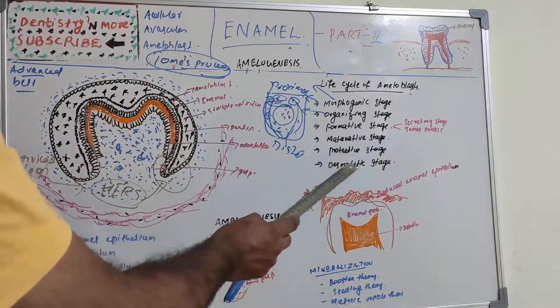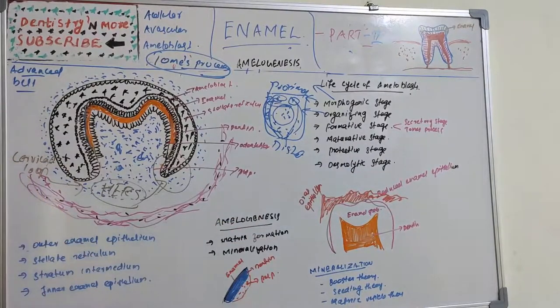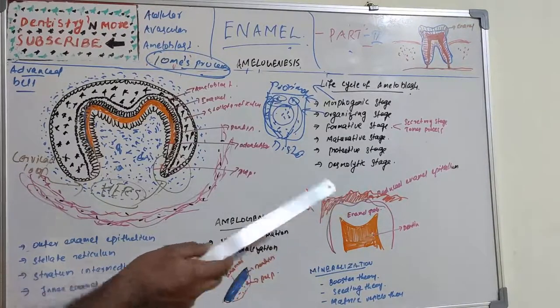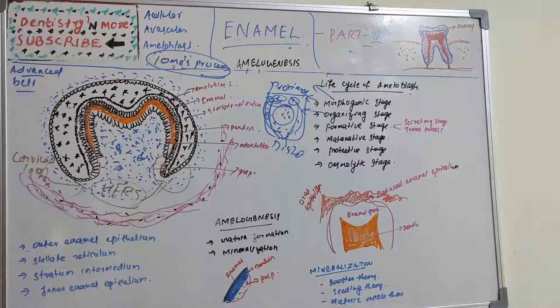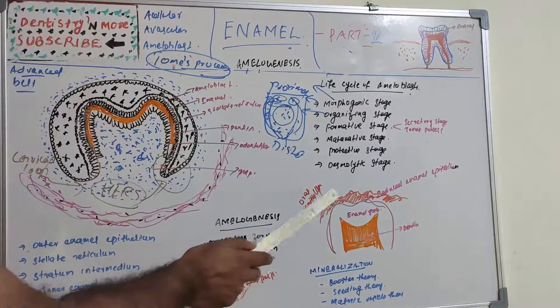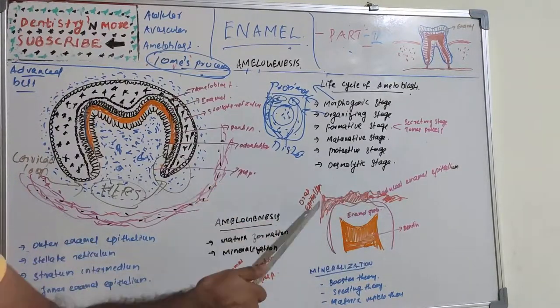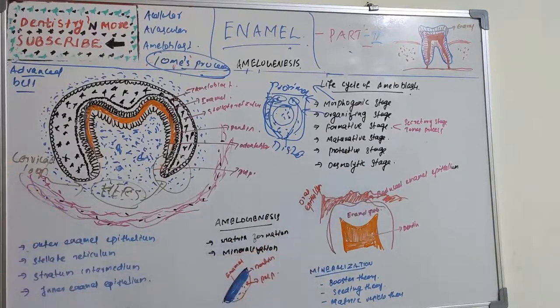And the next stage is the desmolytic stage. The reduced enamel epithelium proliferates and induces atrophy of the connective tissue, separating it from the oral epithelium so that the fusion of the two epithelia can occur. So this is a completely formed tooth. It erupts into the oral cavity. In the oral cavity, there will be oral epithelium. So in the desmolytic stage, what happens?